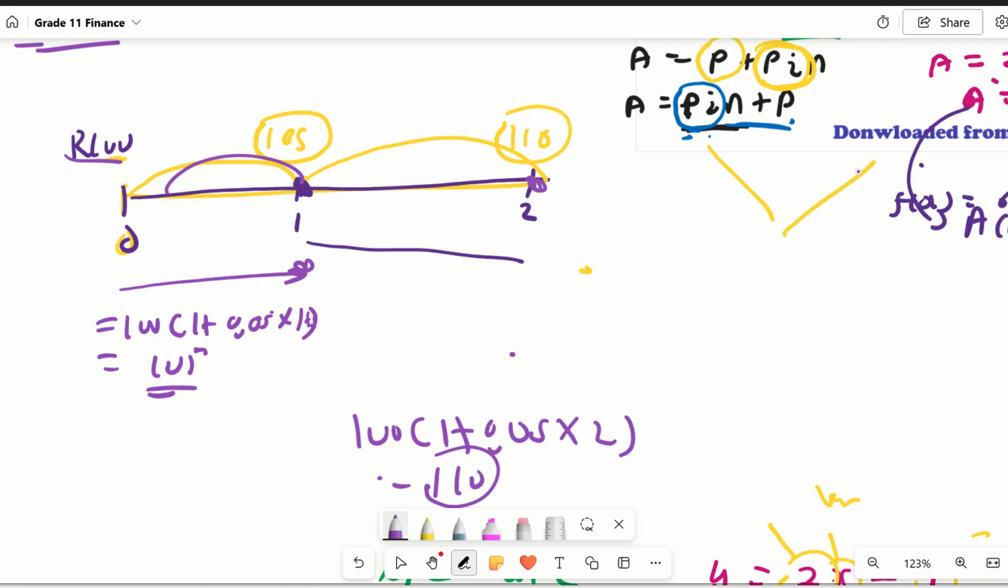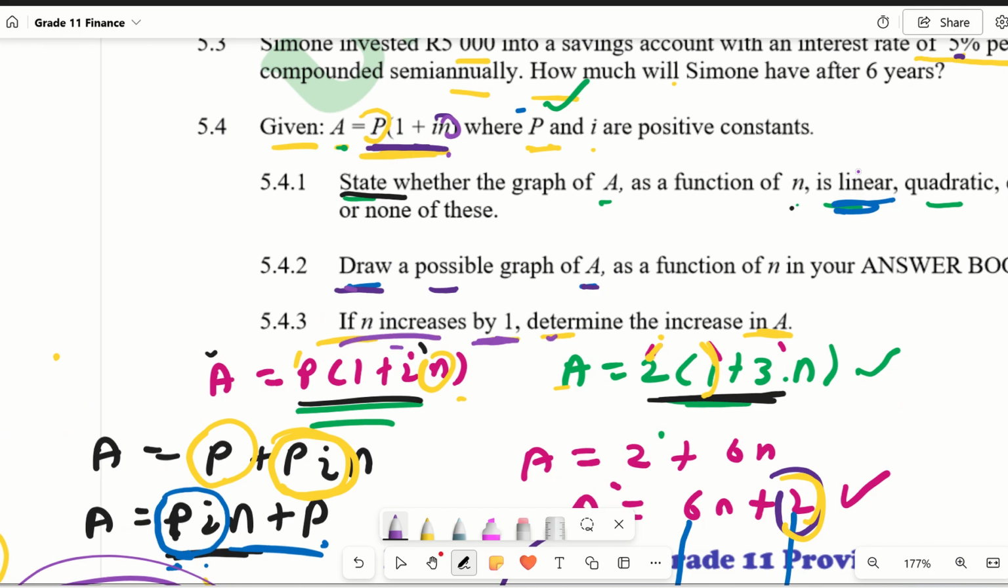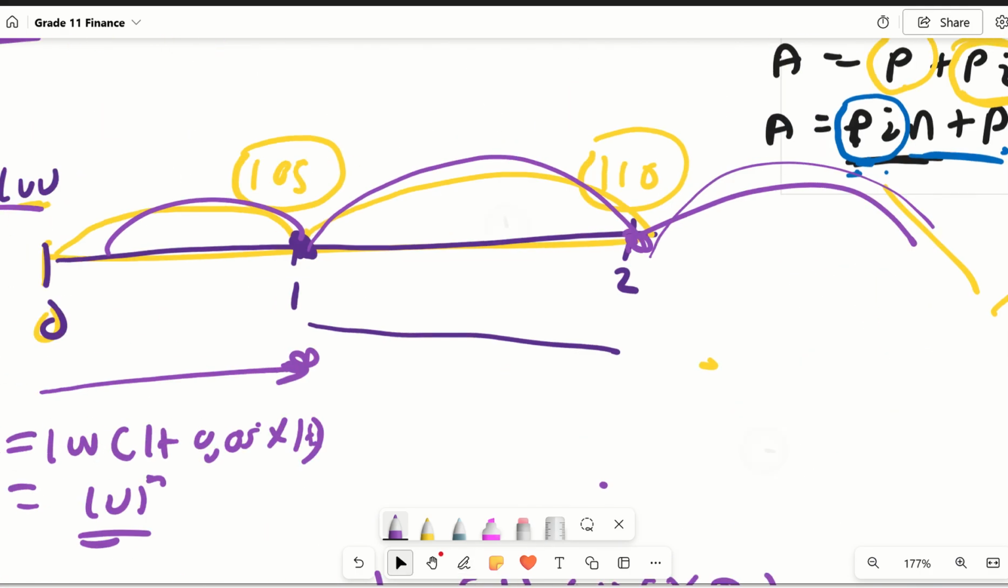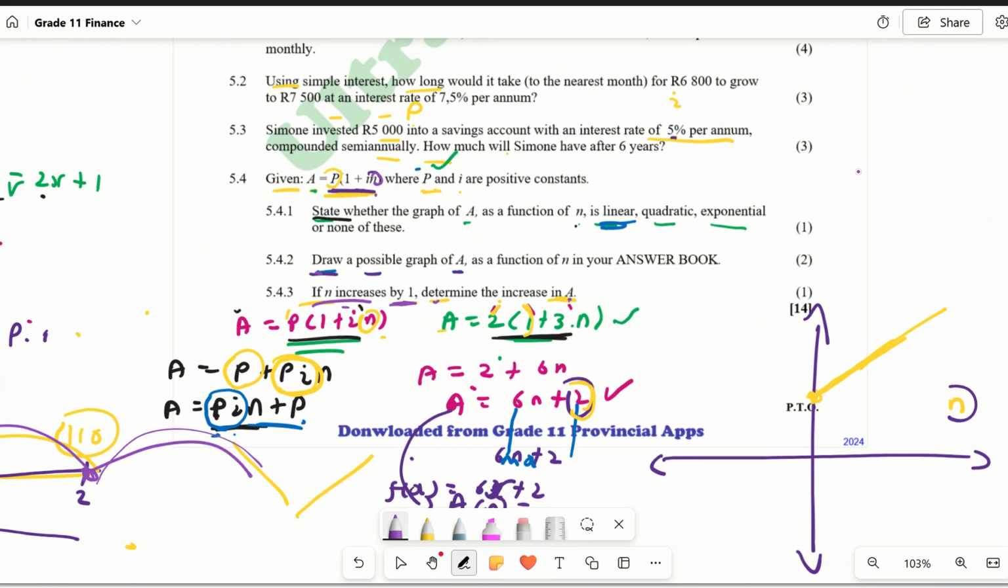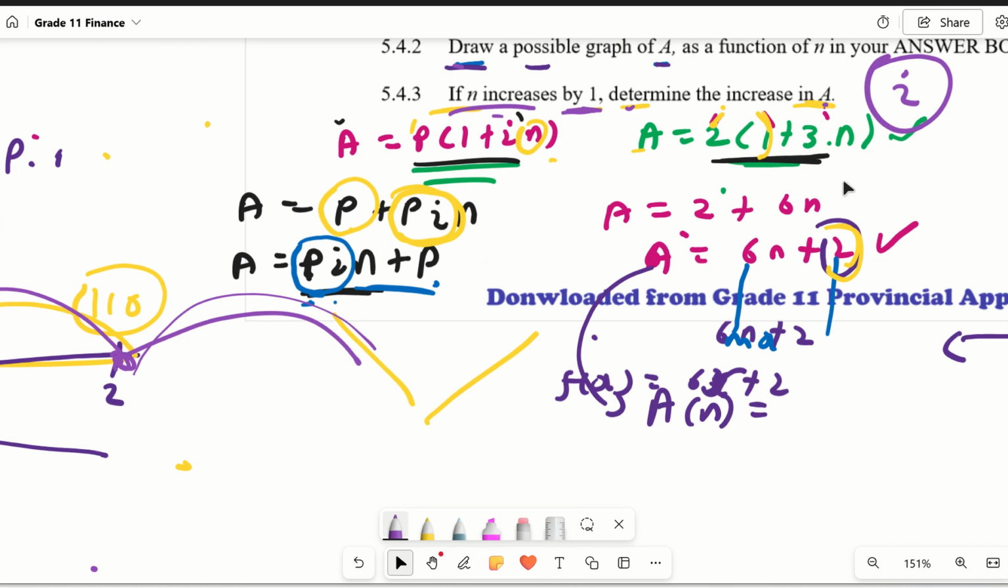So you see when you add a 1 there, this thing just increases by the interest per annum. That's what it basically means. If you add another 1 here and have a 3, that means this will further increase by 5 rands for another additional year. So therefore, if you increase n by 1, determine the increase in A. The increase in A would just be I, which is the interest, 5. Are we together? It's just I. The interest, 5%, whatever it is. Is that clear to everybody?